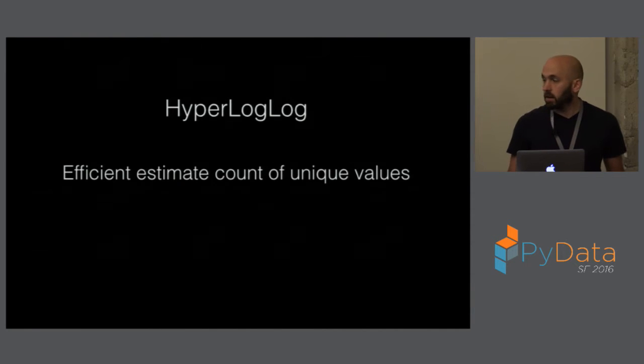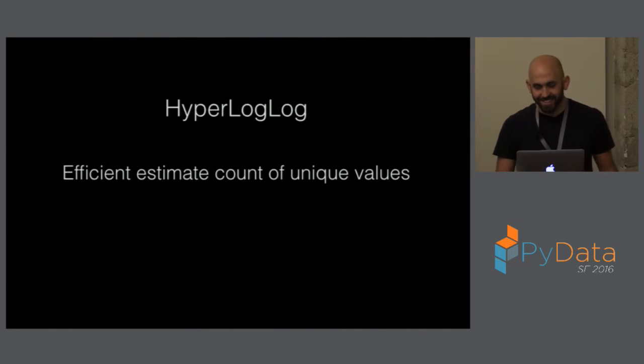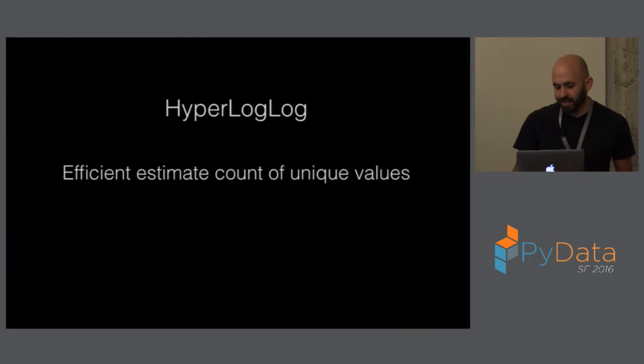The standard algorithm everyone uses for this is called a HyperLogLog. Not going to dive into all the technical details of that. But essentially, it gives you an efficient estimate count of values. So you throw a whole lot of values in, and it will tell you, I saw around 50.